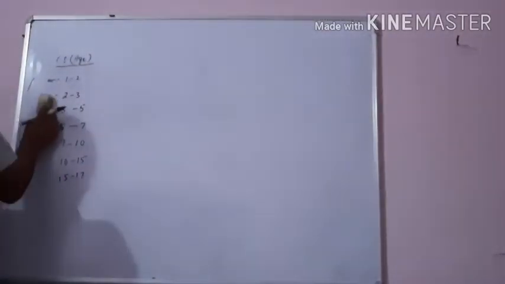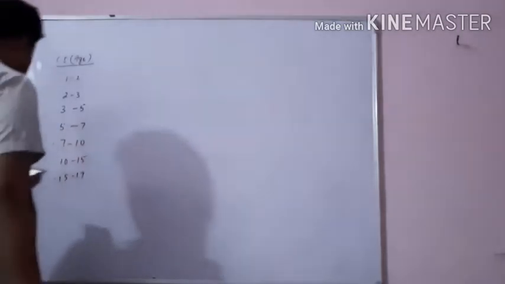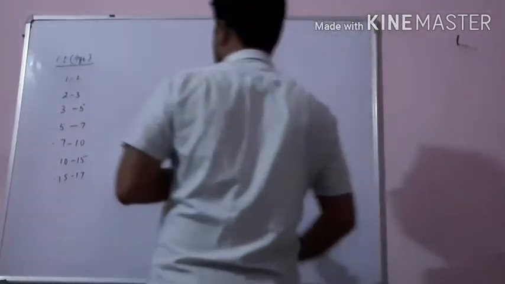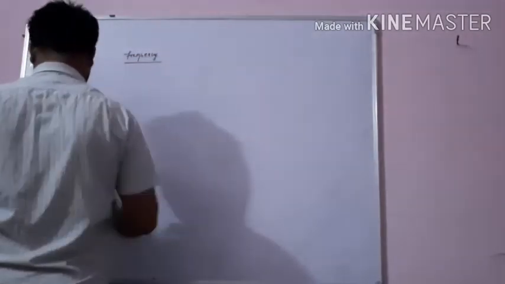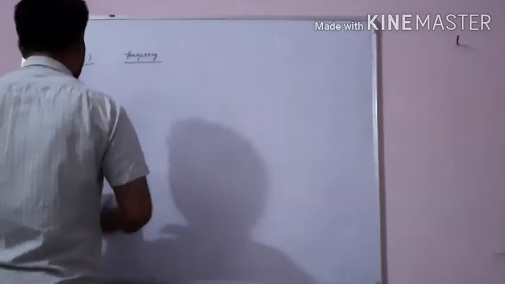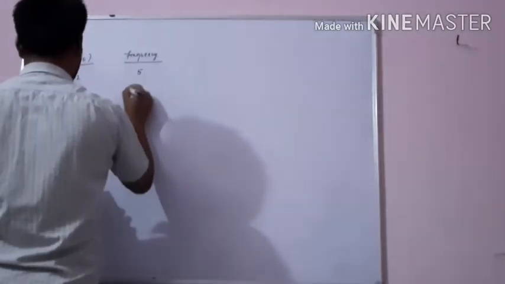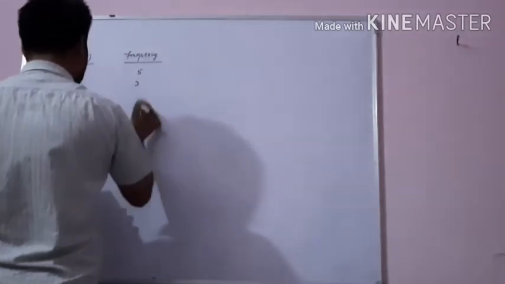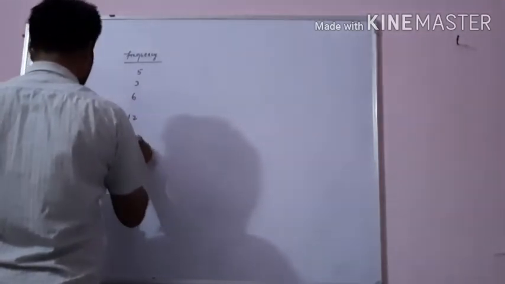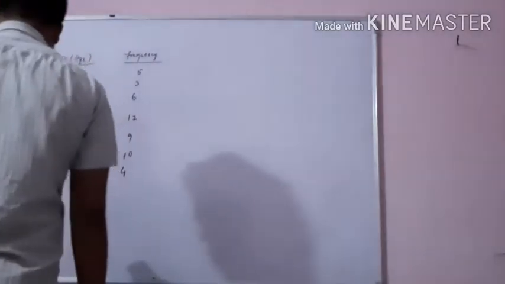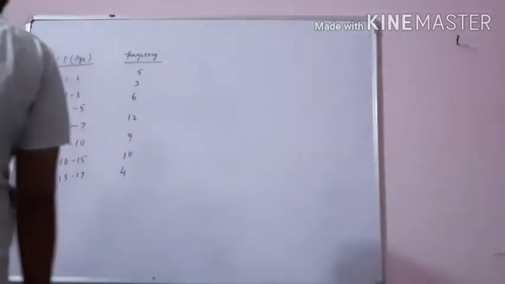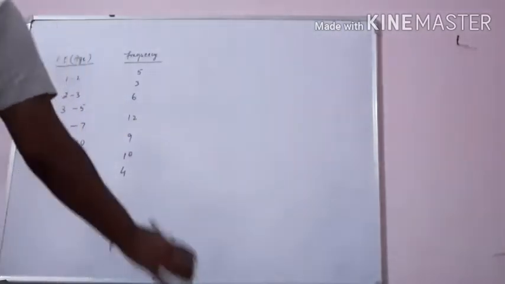Now the frequency is given. Frequency: 5, 3, 6, 12, 9, 10, 4. Now what will we do? See, draw the histogram to represent the above data. What we have to do? We have to draw a histogram to represent the data.